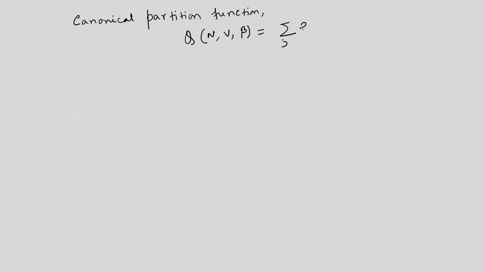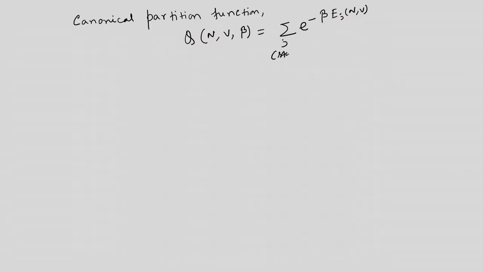We have obtained the canonical partition function, and we define the canonical partition function by Q, which is a function of n, the number of particles, volume and beta. It is the sum of e to the minus beta E j, where E j is a function of number of particles and volume, and j is the number of states.